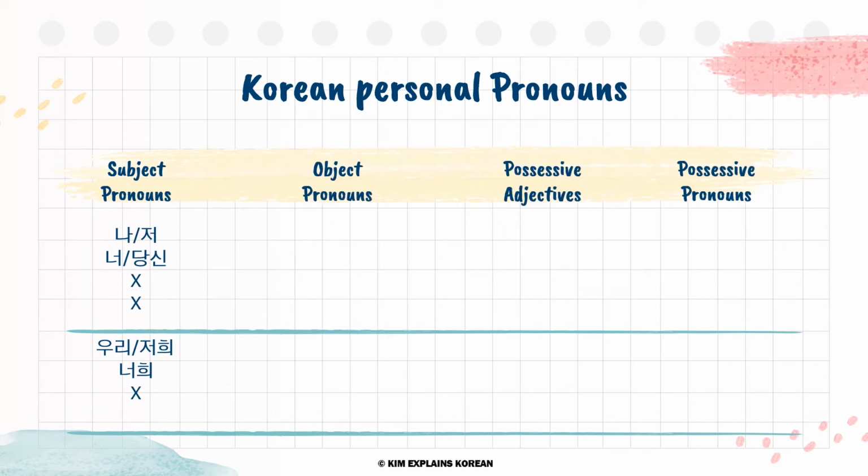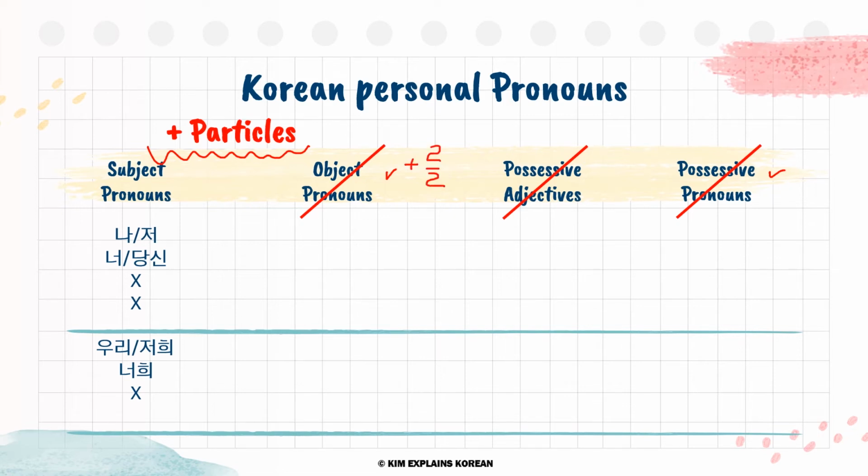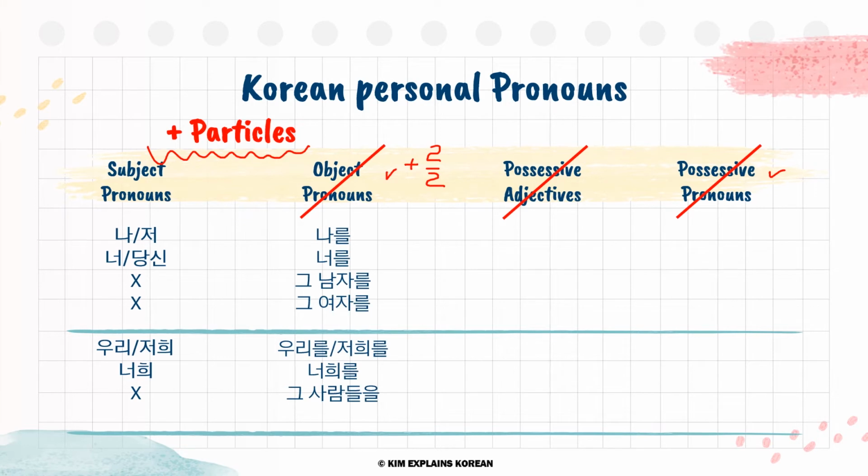Then how about object pronouns and possessive pronouns? We don't really need them. Why? Because of particles. You can just add the object particle 를 to the subject pronoun. And we have the object pronouns. Like 나를, 너를, 그 남자를, and so on.